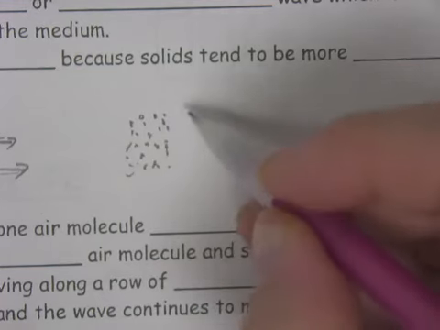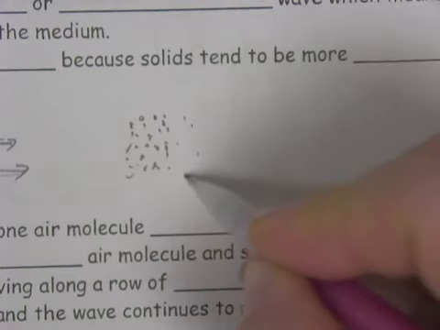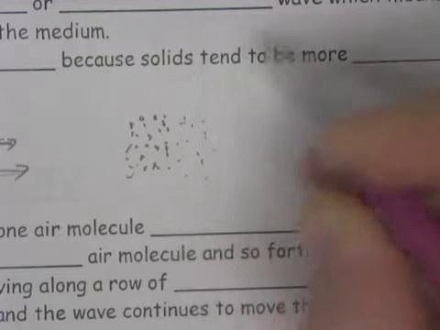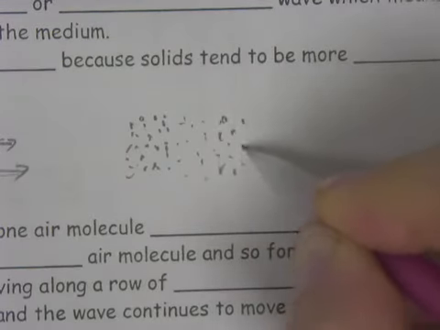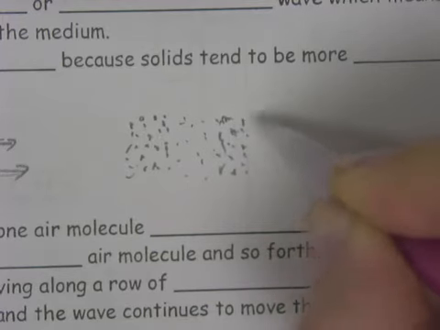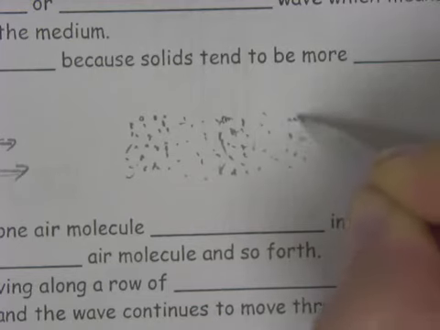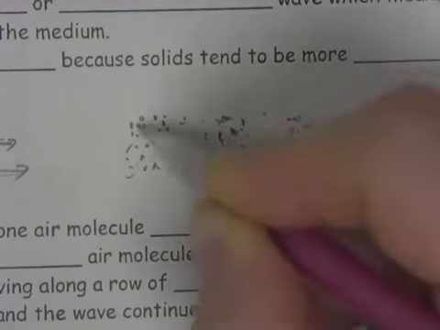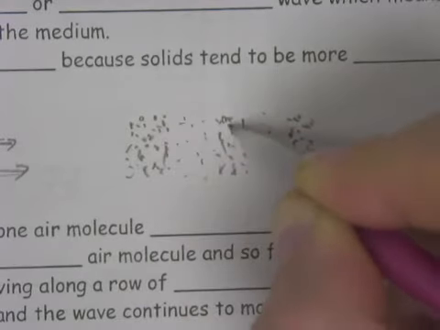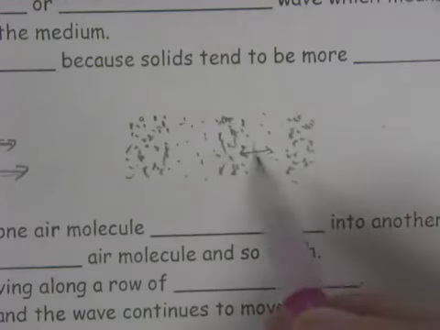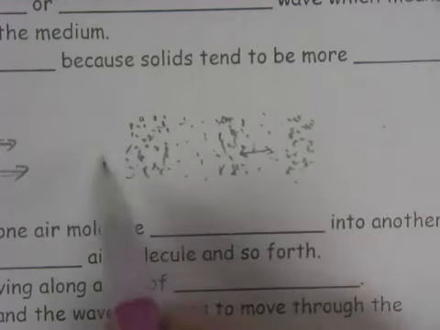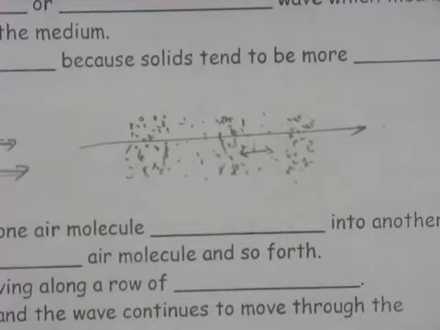So, for example, in a sound wave, what you're going to have is an area of high pressure, and then an area of low pressure, and then an area of high pressure, and an area of low pressure, and an area of high pressure, and back and forth. And so the molecules themselves actually move left and right if you were to actually watch them, and the wave then will move left and right as well.